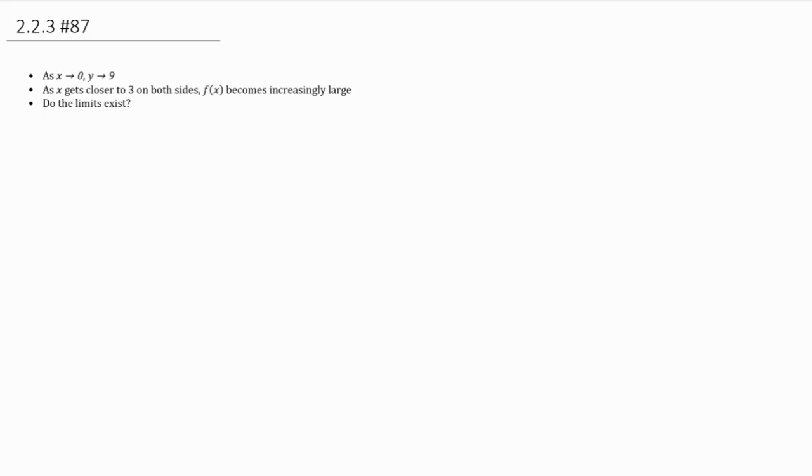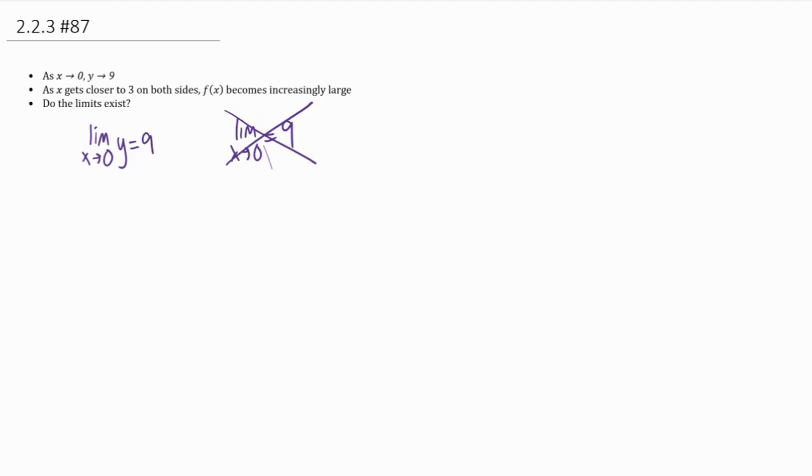So for the first one, we have as x goes to 0, y approaches 9. So that's just the limit as x approaches 0 of y is equal to 9. The first thing I want to talk about here for the limit notation is you cannot write this. Okay? You can't just write limit. You have to write the limit of something. So what is the function? In this case, the function is y. The limit as x approaches 0 of y is equal to 9.